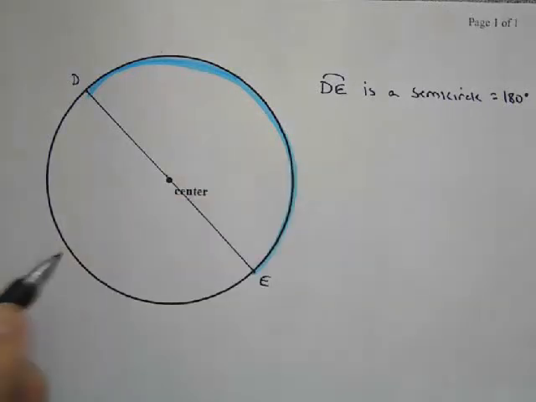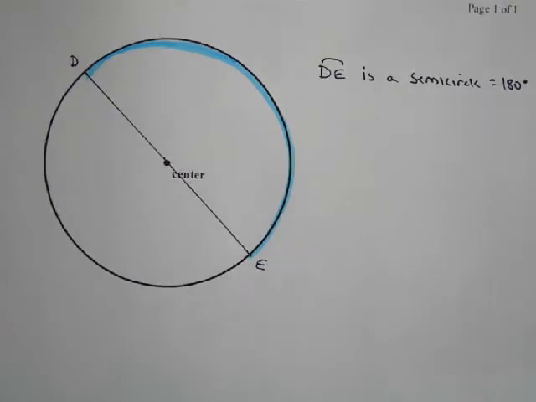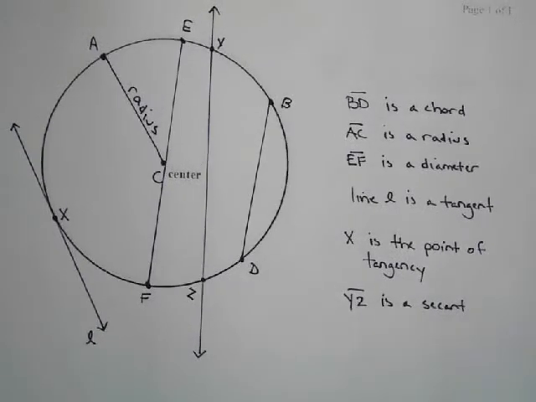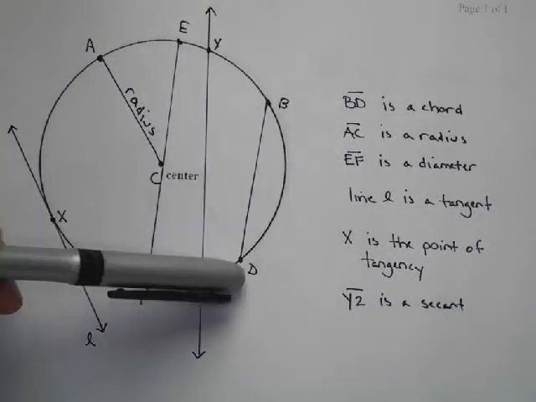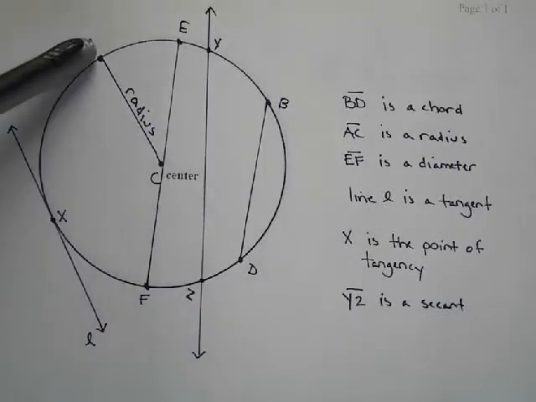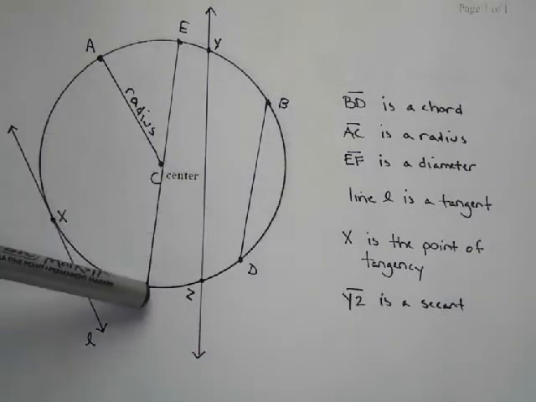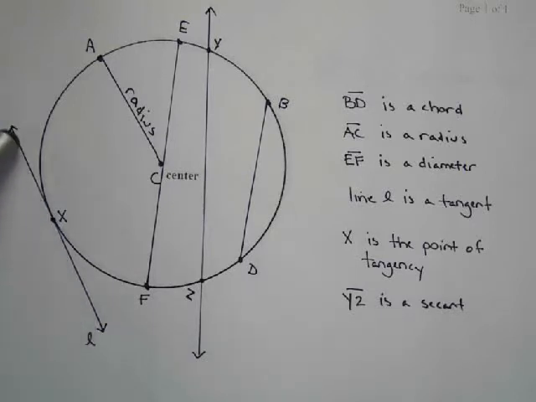So, just to review quickly, different types of segments. BD is a chord. It has both endpoints on the circle. AC is a radius, one endpoint in the center, one endpoint on the circle. EF is a diameter, a special chord that passes through the center of the circle. Line L is a tangent line because it meets the circle at only one point, and that point is called the point of tangency. And then line YZ is a secant. It's a line that passes through the circle.